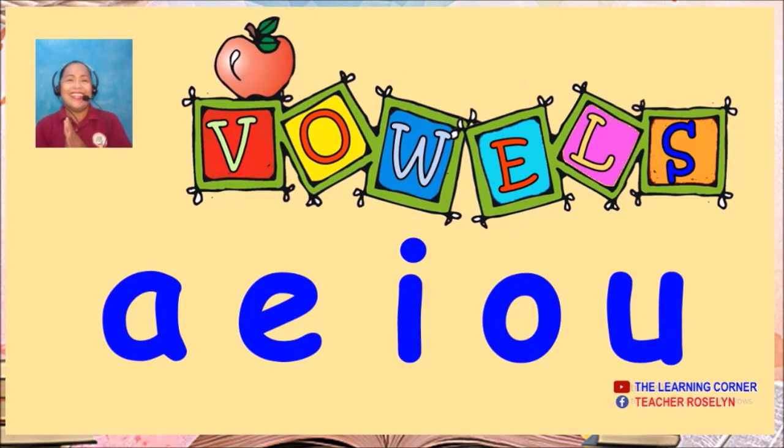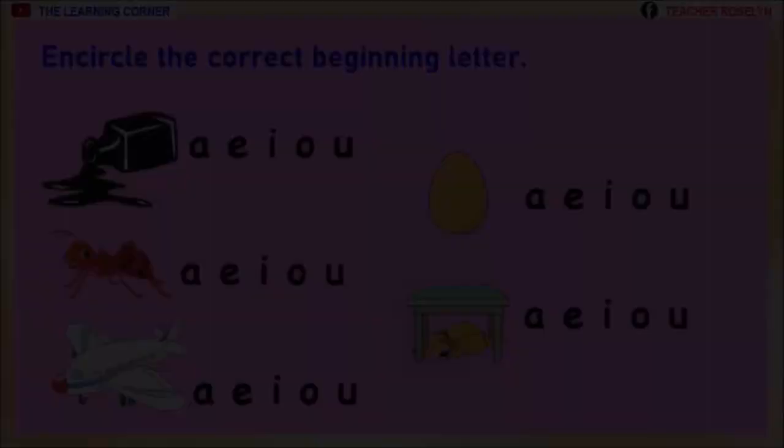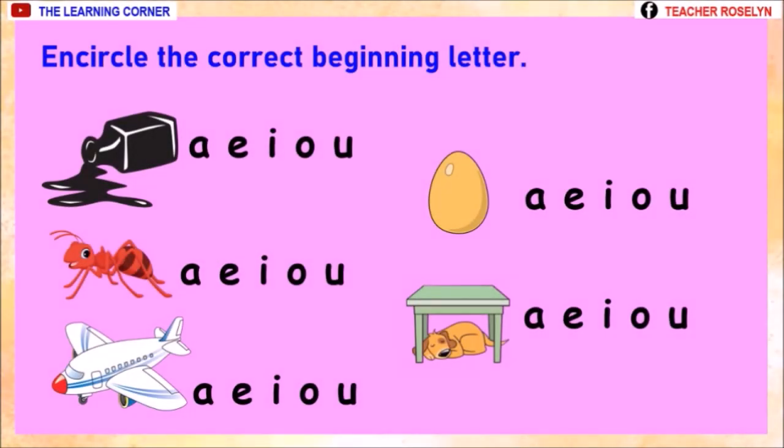Very good! Now, let us do some activities. Let us encircle the correct beginning letter of each picture. What is this? This is ink. Ink. What is the beginning letter of ink? Letter I.